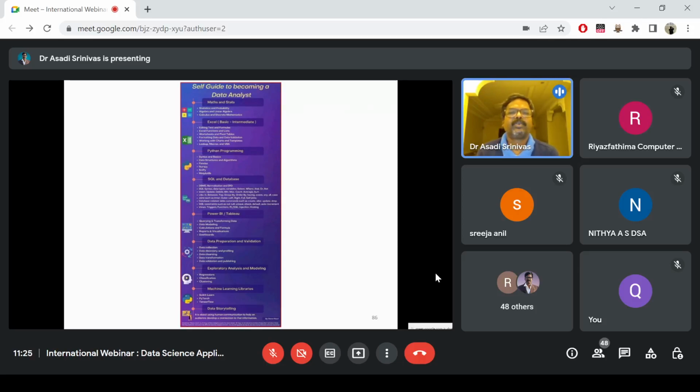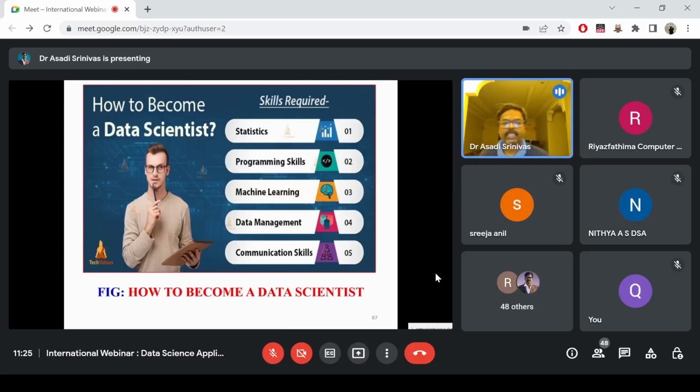So, if you want to learn data science, a self guide to becoming a data scientist or data analyst, you require maths and statistics, Excel, any one Python programming language, SQL and databases, Power BI or Tableau, data preparation and validation, exploratory analysis and modeling, machine learning libraries, data storytelling, etc.